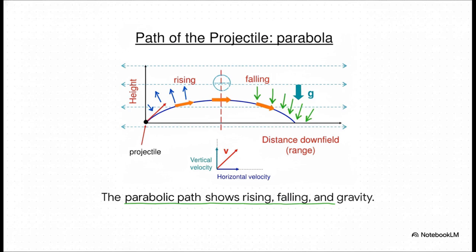Now, think about what happens at the very peak of that arc. At that exact maximum height, the vertical velocity hits a split second of perfect zero. It completely stops going up right before it starts coming down. But the horizontal velocity, it is still aggressively pushing the object forward. Then gravity pulls it back down during the falling phase. The whole time, that downward acceleration arrow of gravity remains exactly the same.